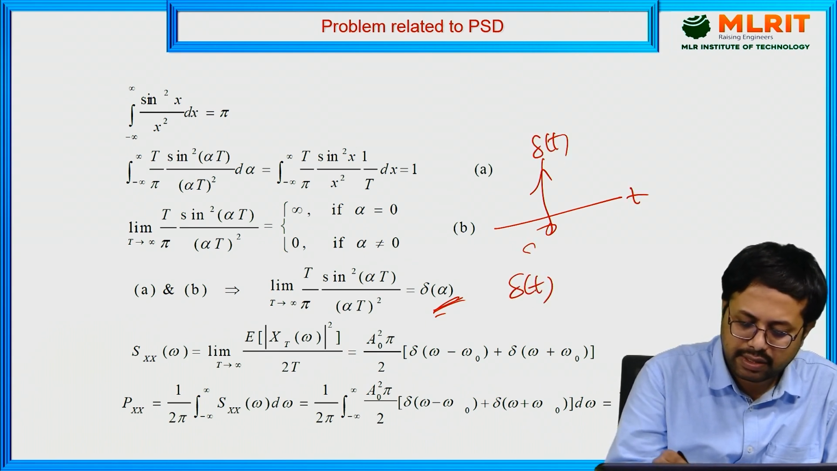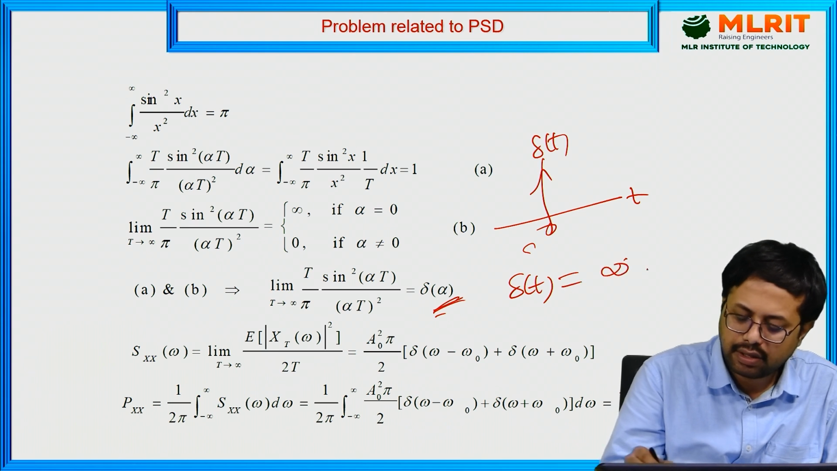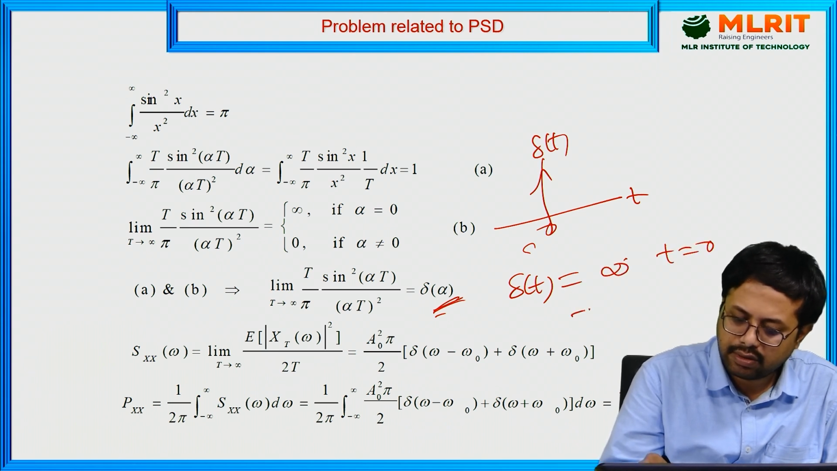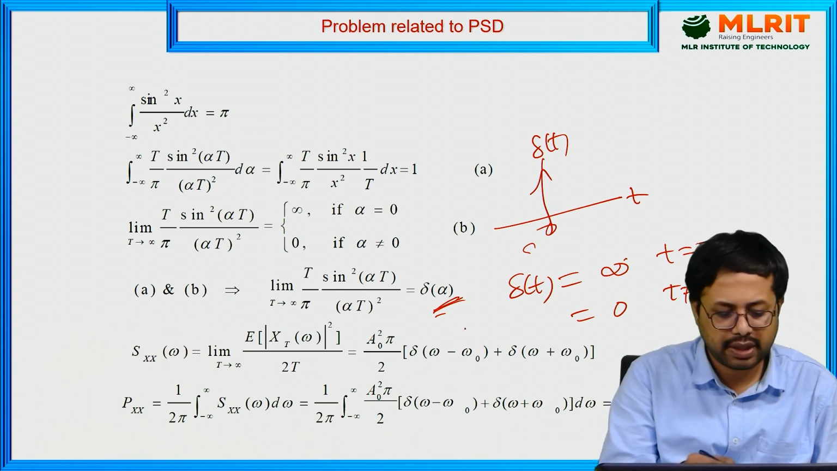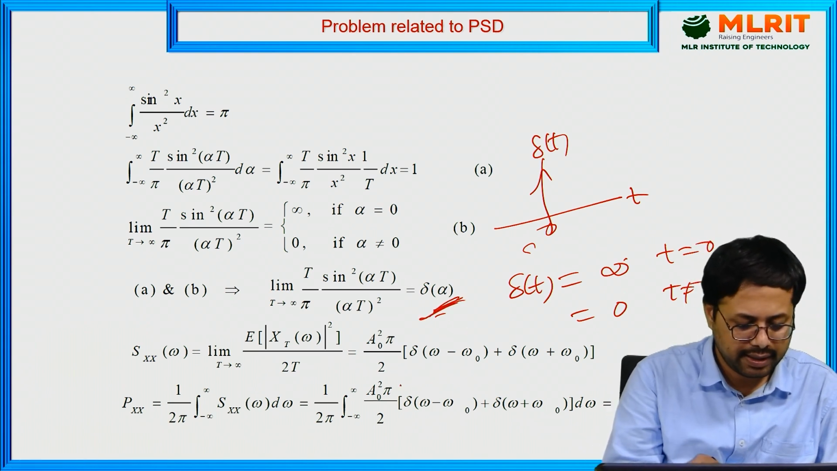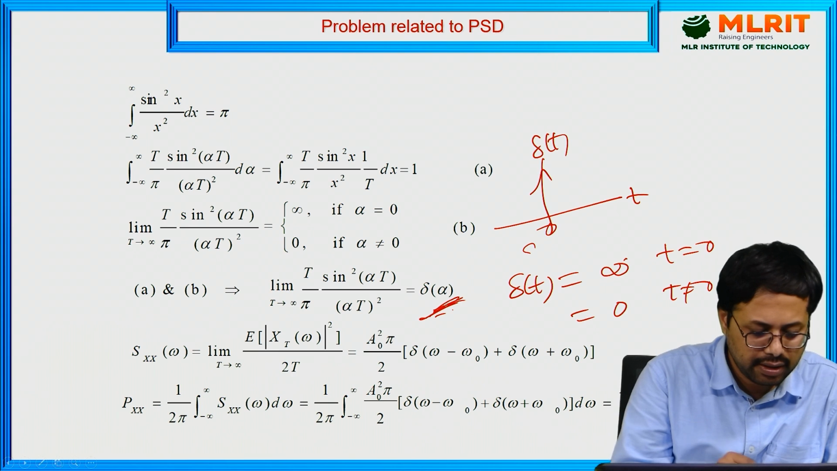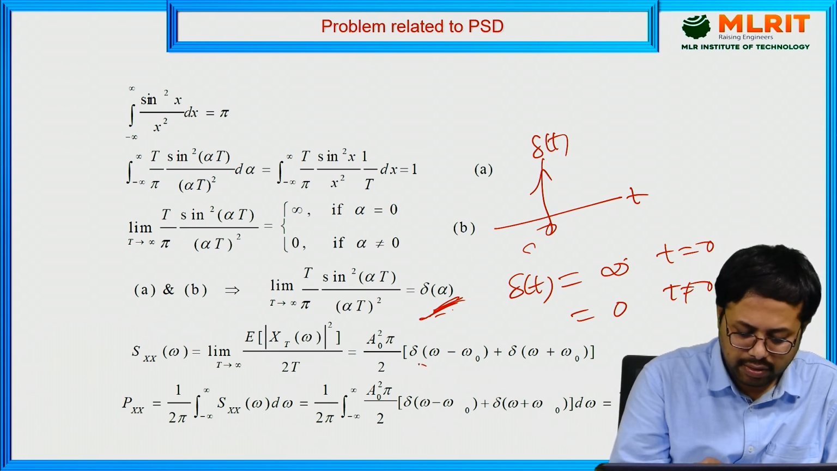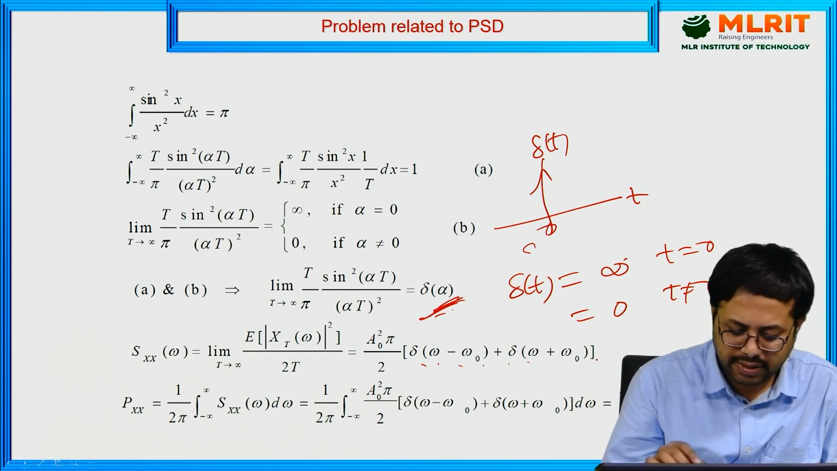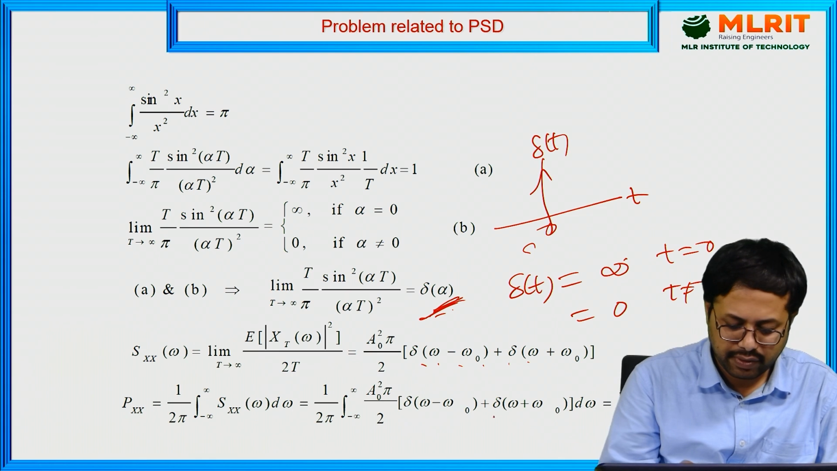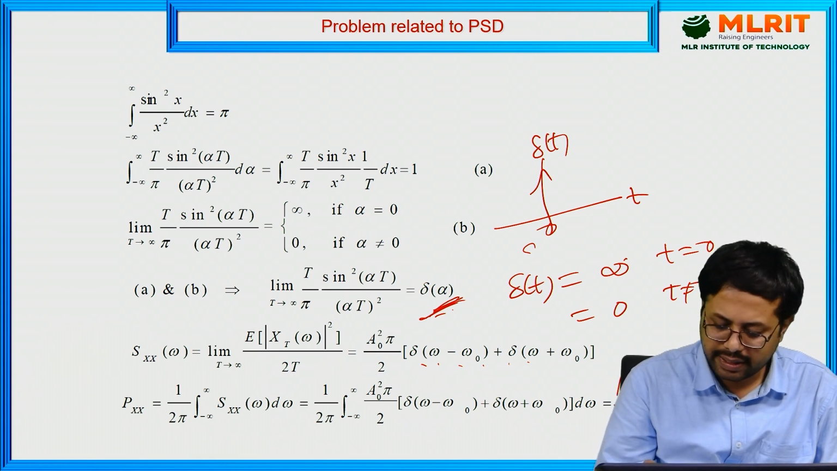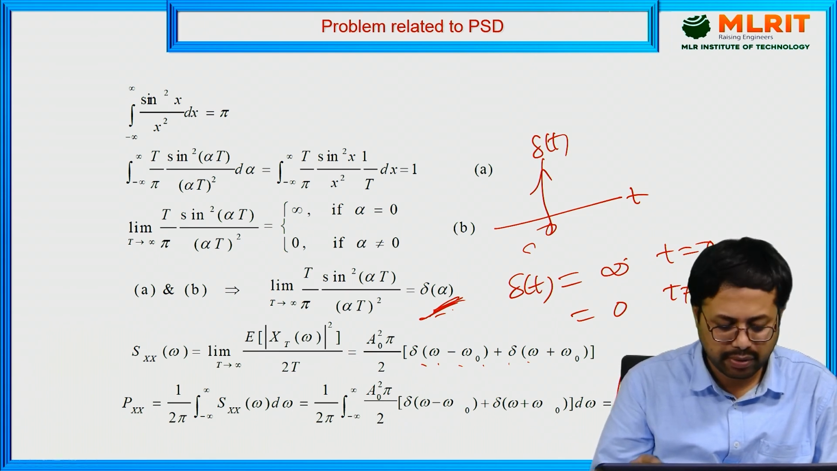Impulse property, delta of t: what is the condition? It is infinity at t equal to 0, and it is 0 at t not equal to 0. With the same condition it is applicable. Then substitute here omega minus omega naught, omega plus omega naught. When you simplify it further, you will get A naught square by 2.